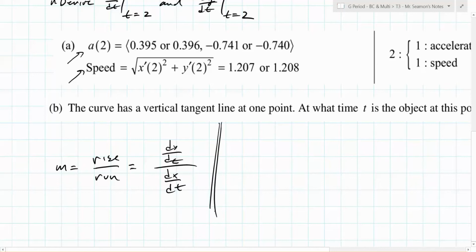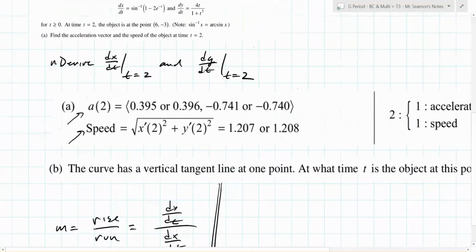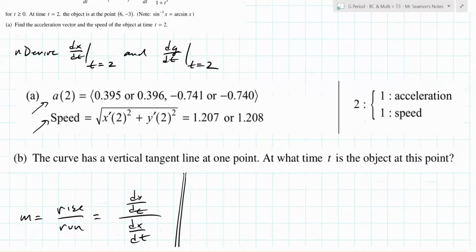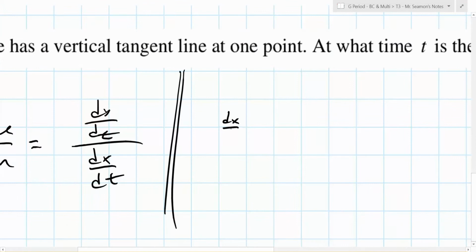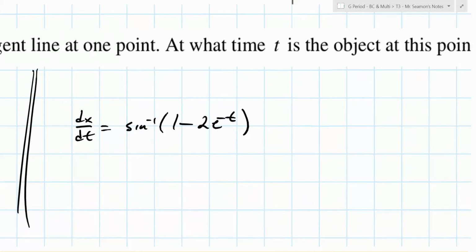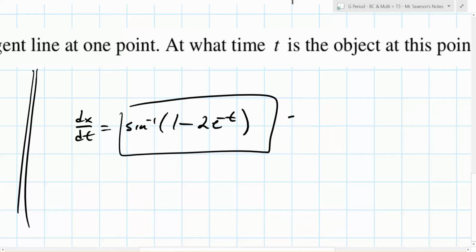So undefined means that is undefined. So therefore the denominator needs to be what? The denominator needs to be 0. But what is dx/dt? That's sine inverse, right? So you have dx/dt is equal to what? Sine inverse of 1 minus 2e to the negative t, like this. So what do we do with that value? What do we do with this? Set it equal to what? 0. And what do you use to solve that? You can use your calculator. You could also do this one.